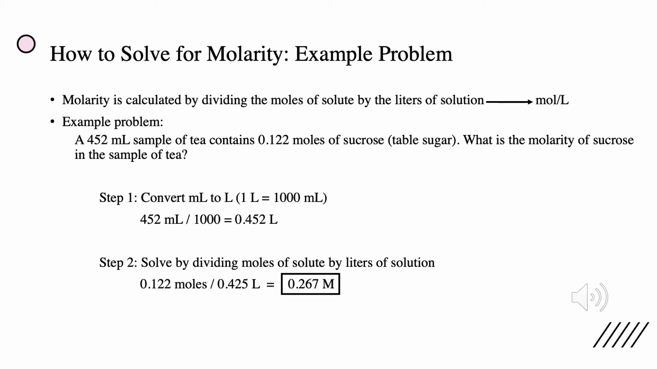Now in step two, we would solve by dividing moles of solute by liters of solution. So we take the 0.122 moles, divide that by the 0.425 liters that we converted to, and that gives us our answer that we're looking for, which is a molarity of 0.267.